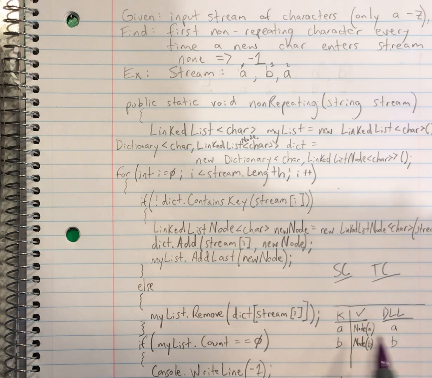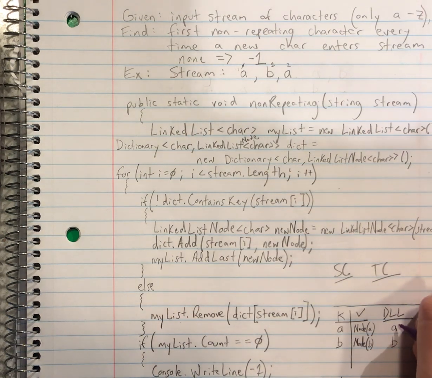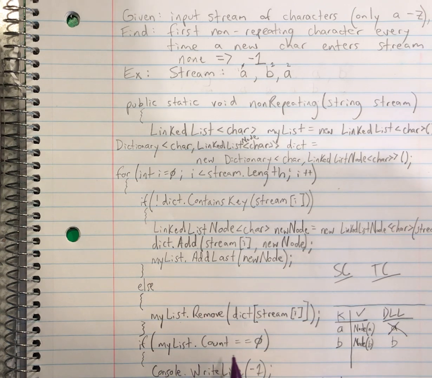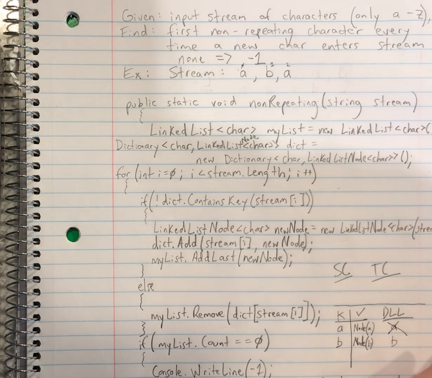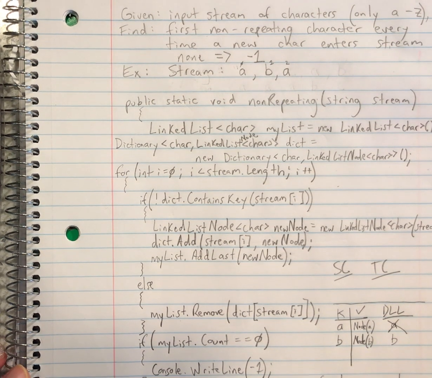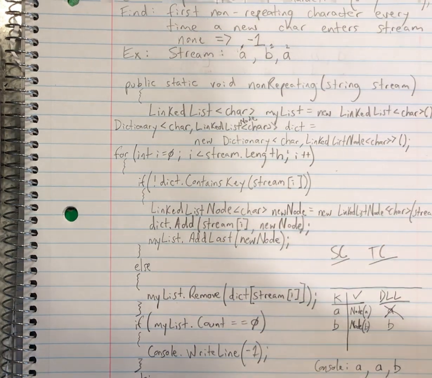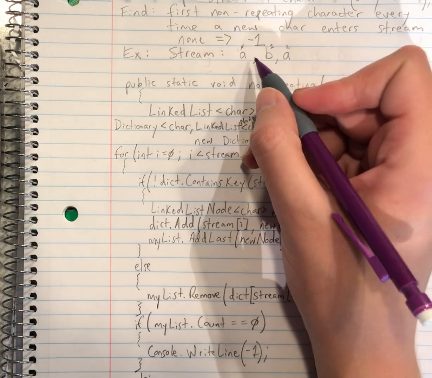dictionary of stream of i, which is A, the value for key A, which is the location of node A, which means that node A is removed from mylist. So node A here is removed from mylist. Now, if mylist.count is 0, that is not true, else console.writeLine mylist.first.value, which is B. So let's double check with ourselves. Oh, it got scooted. Console output is AAB. Let's double check that that is the logical output we desire. And in fact it is.